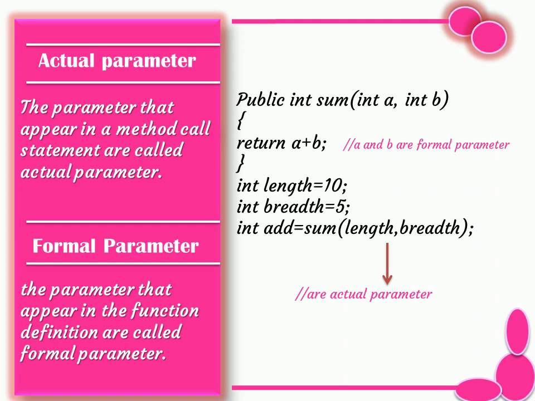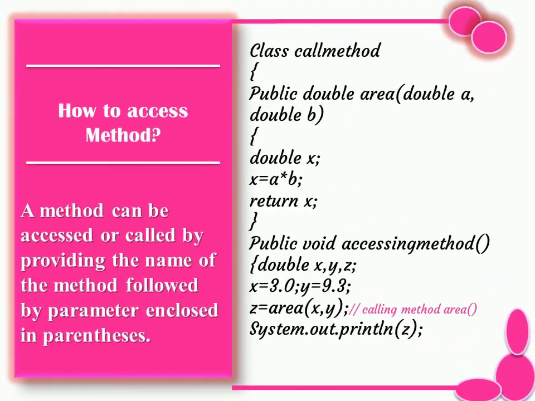And after the method, we have 2 variables, length and breadth. The values have been initialized. And finally, we call the method with length and breadth. Okay, so this length and breadth will act as the parameters.